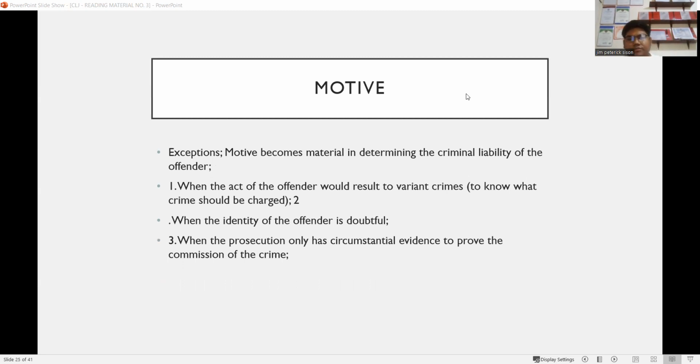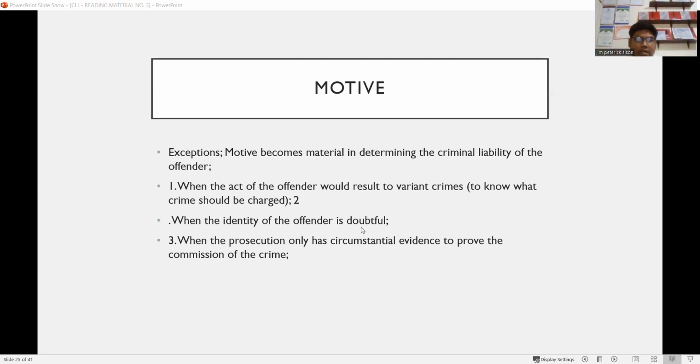So we have here exceptions. So motive becomes material in determining the criminal liability of the offender when the act of the offender would result in variant crimes. Okay, two crimes, variant. So what's the purpose of determining motive? Of course, to know what crime should be charged to the offender or the accused. Okay? So second, when the identity of the offender is doubtful. Okay? And third, when the prosecution only has circumstantial evidence to prove the commission of the crime, not direct evidence or eyewitness testimony, but only circumstantial evidence.